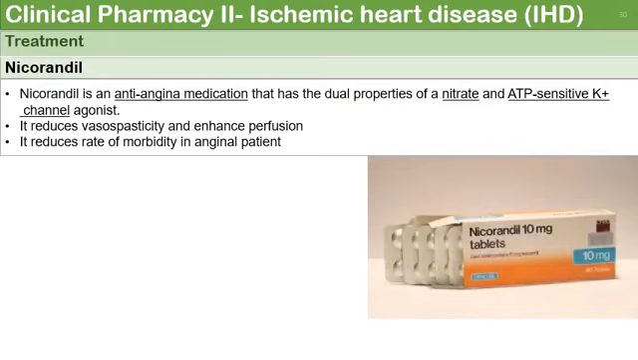Another agent, nicorandil, is an anti-anginal indication. عنده دواء البروبيرتي يشتغل مثل نايتريت ويشتغل مثل potassium channel activator. It reduces vasospasticity and enhances perfusion. It reduces the rate of morbidity of angina patients. يعني هنا راح يشتغل مثل نايتريت، يزيد blood supply لكن وقلل الموربيديتي in the patient.